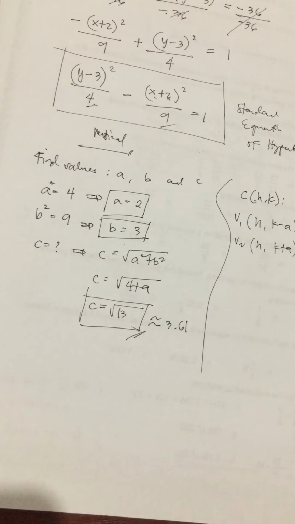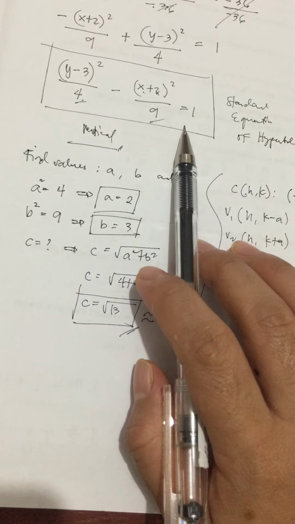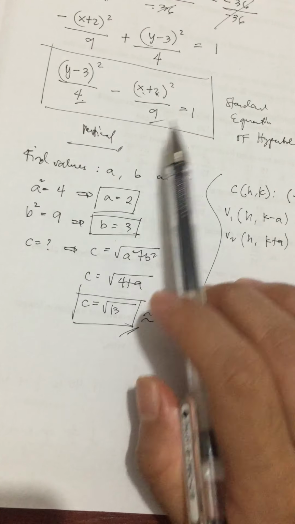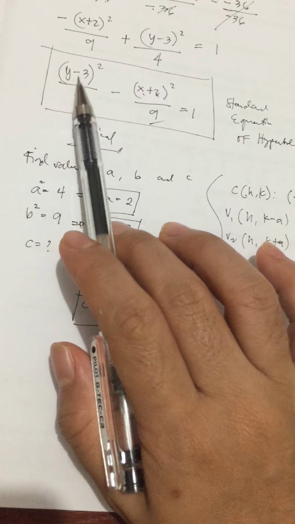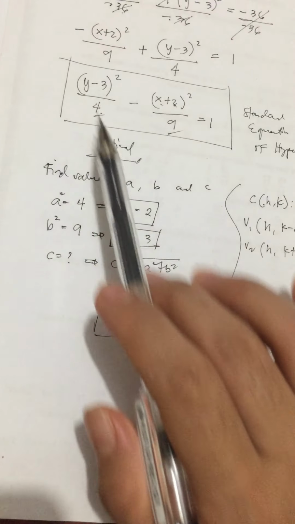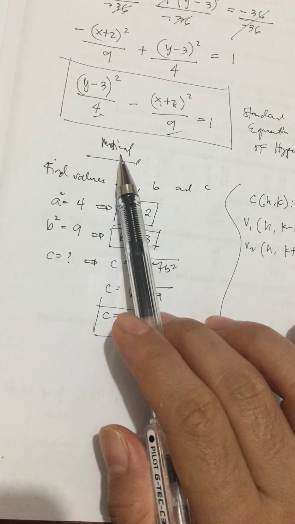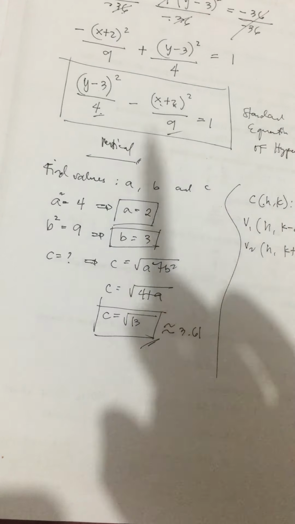Okay, so we are now going to continue our example. Problem B of example 3. This is the standard equation. Since the y part comes first compared to our x, this would simply mean that this hyperbola is vertical. Since this is vertical, our principal axis is also vertical. So, ibig sabihin ito patayo.